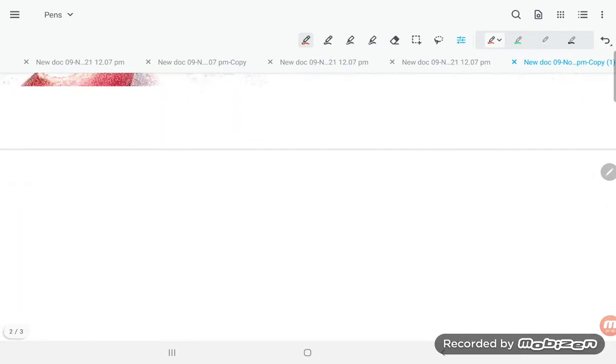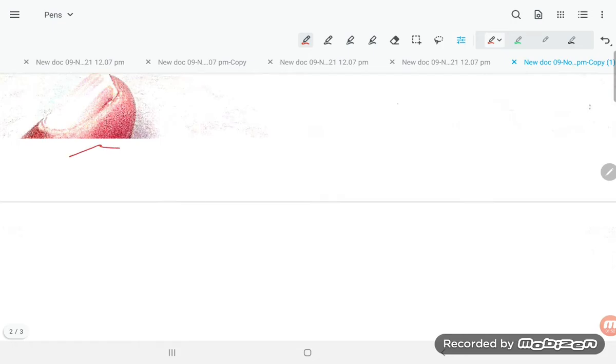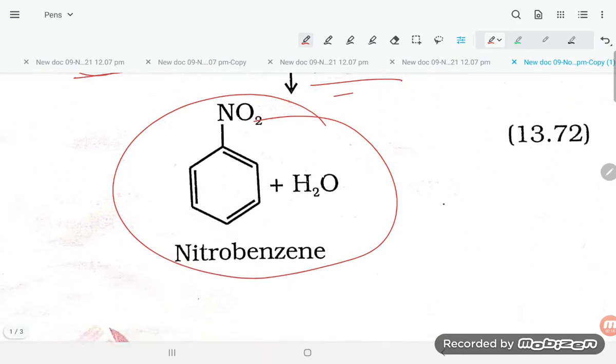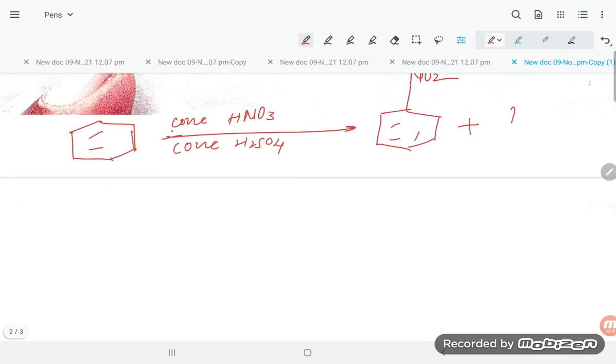If you want to write the reaction, this is the benzene, and you are going to treat this compound with concentrated HNO3, and together concentrated H2SO4. You are going to get the compound known as nitrobenzene, NO2, and together water is also getting released.